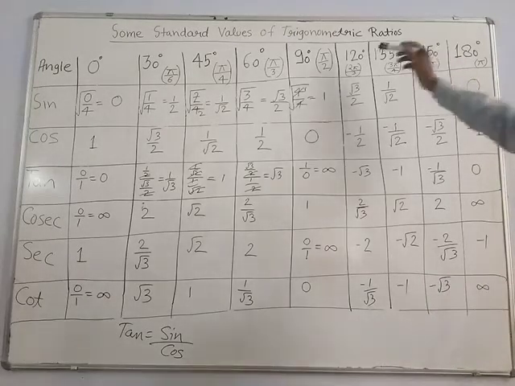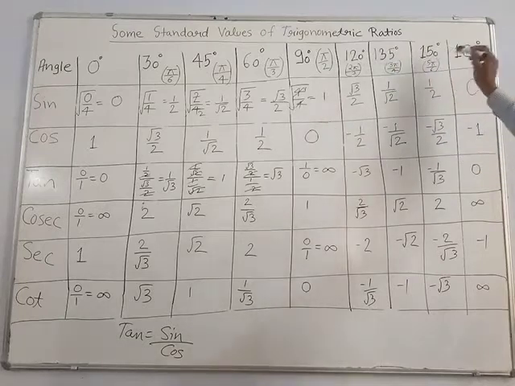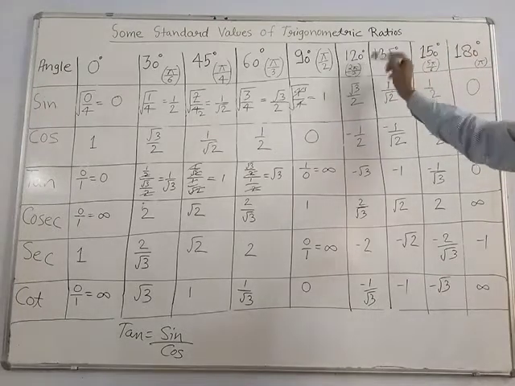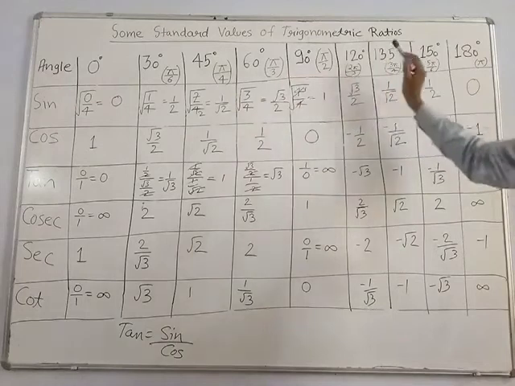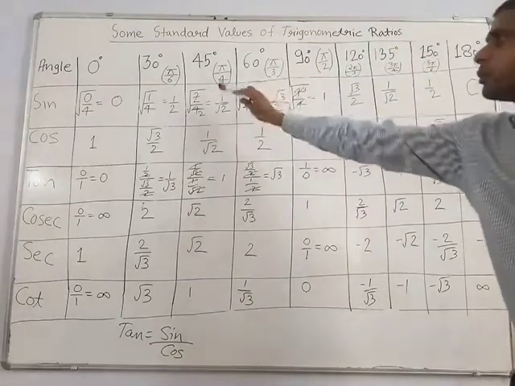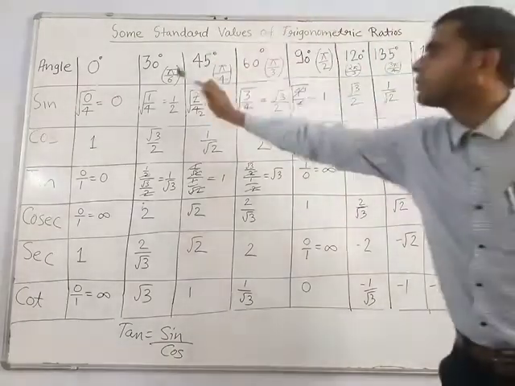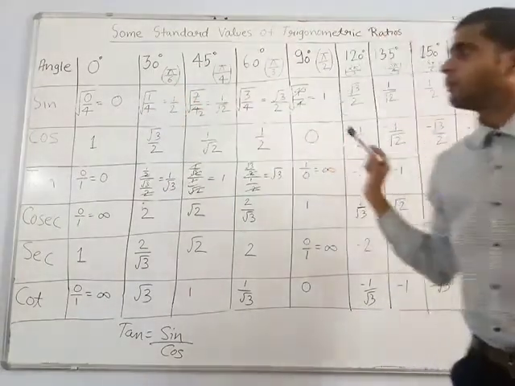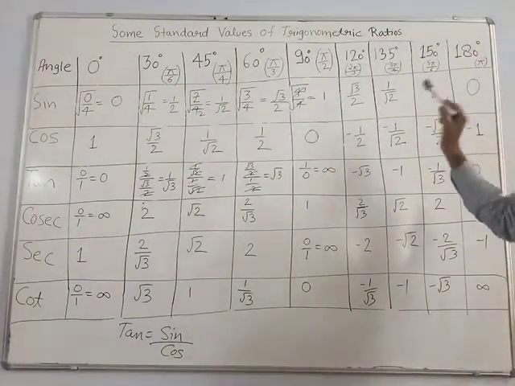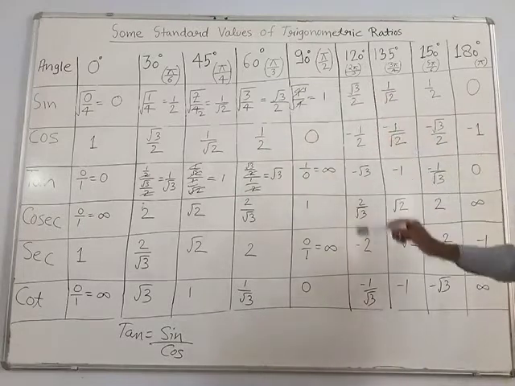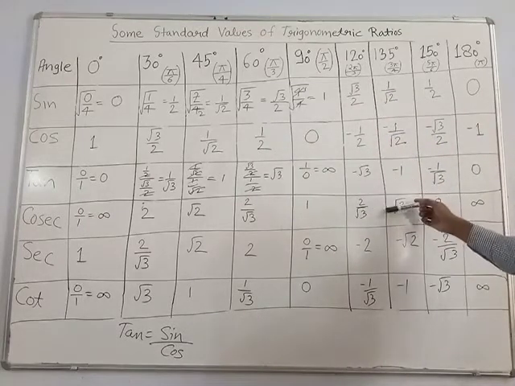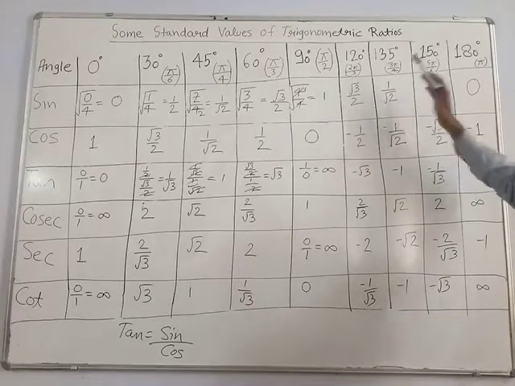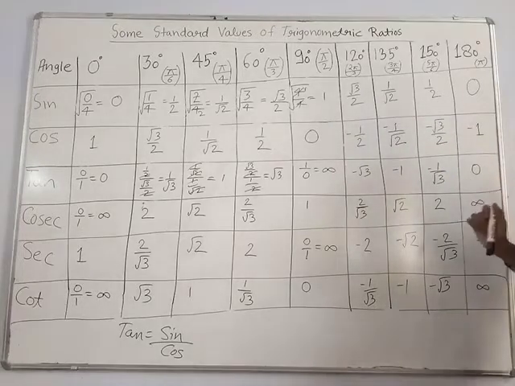So 120, 135, 150, 180. 120 is opposite of 60. 135 is opposite of 45. 150 is opposite of 30. And 180 is opposite of 0 degree. But one condition you should remember, that only sine and its derivative cosec is positive, the rest are negative.